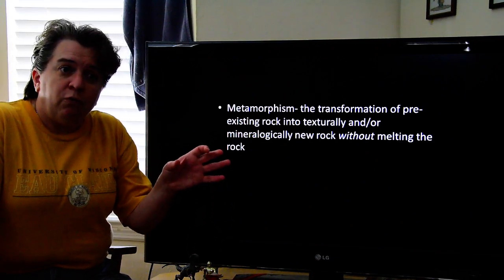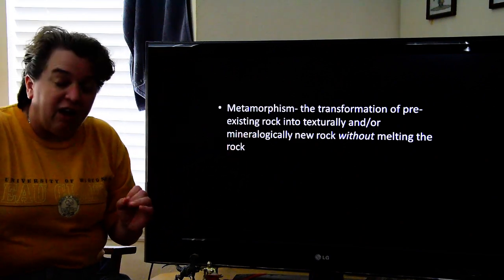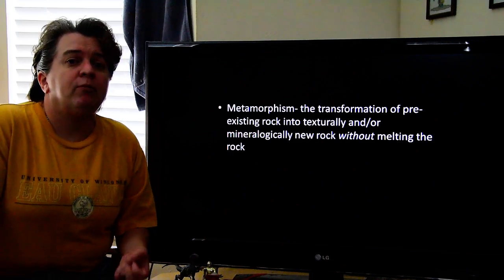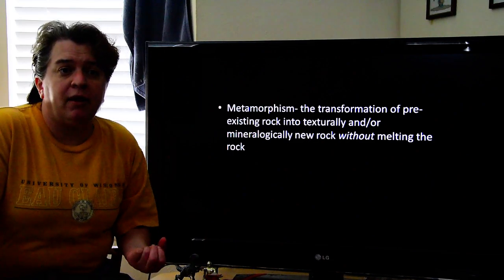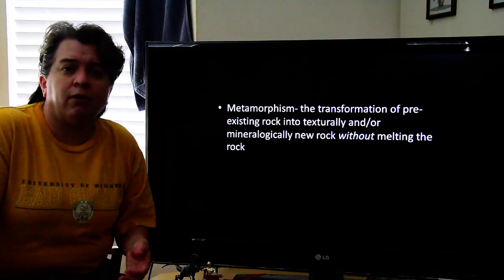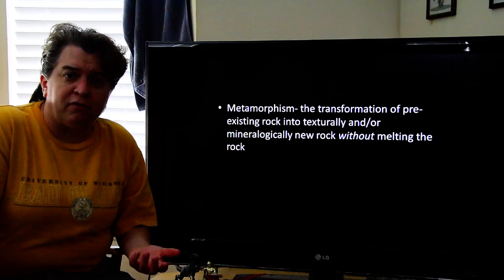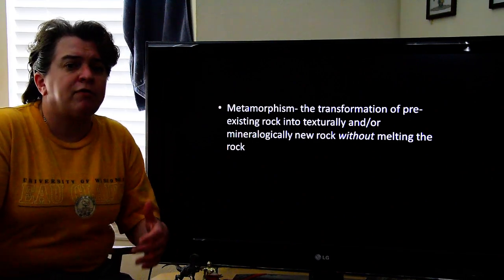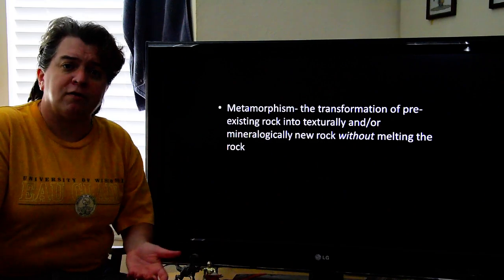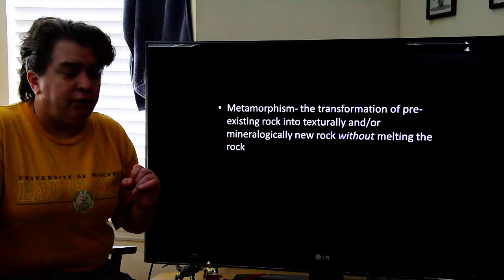And through the process of metamorphism, it can change mineralogically. For example, you might have a mudstone that's made of little pieces of clay minerals and quartz and feldspar, and it gets metamorphosed and the minerals change. So then we're going to have muscovite and biotite and garnets in there instead. So that would be where you get a mineralogically new rock.